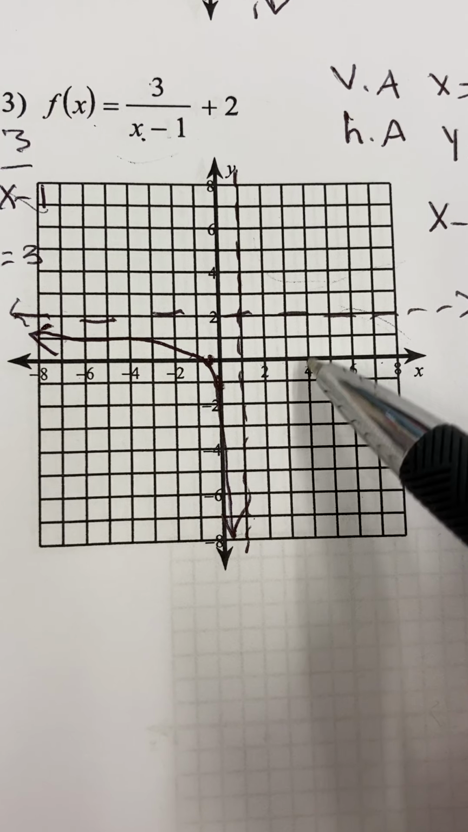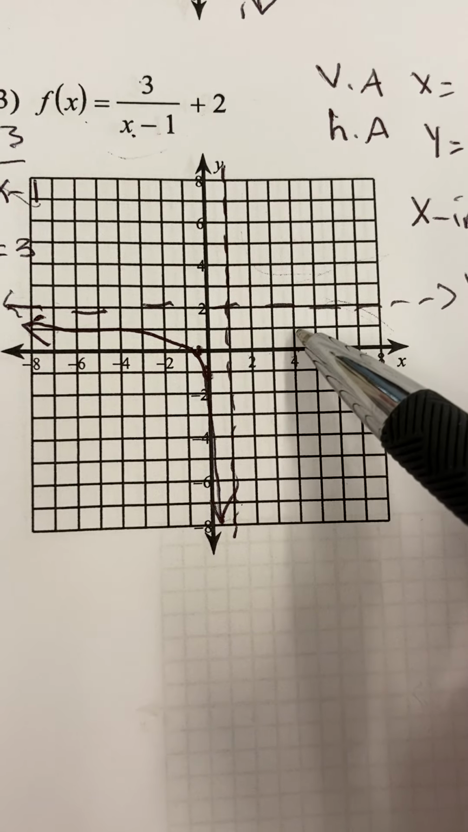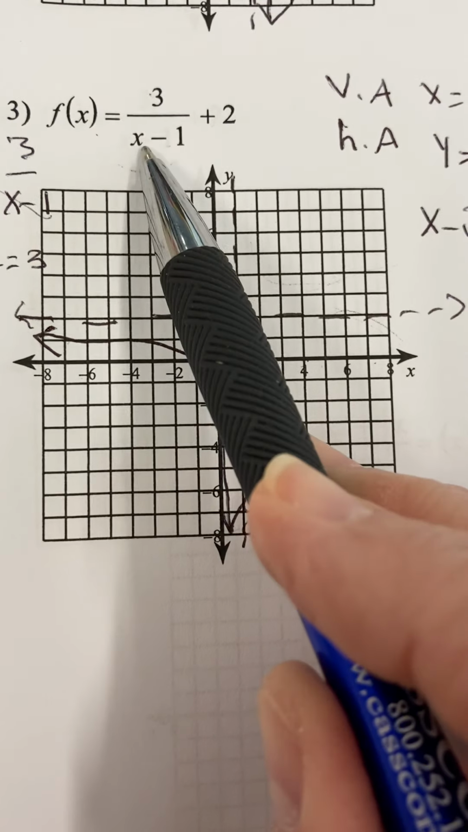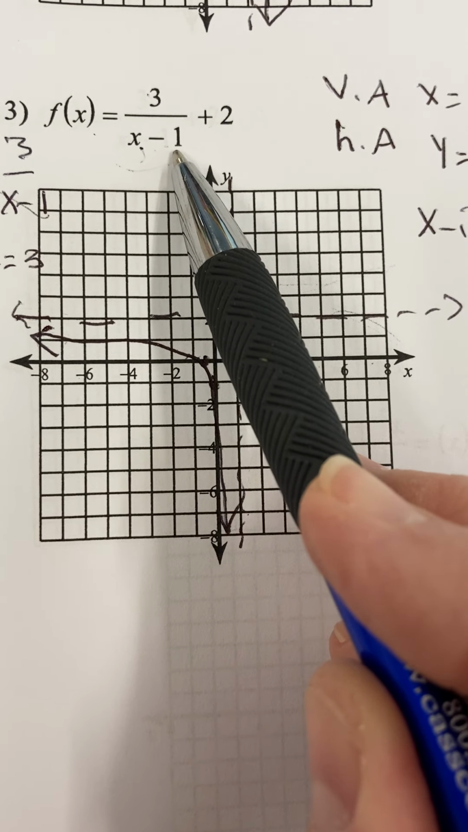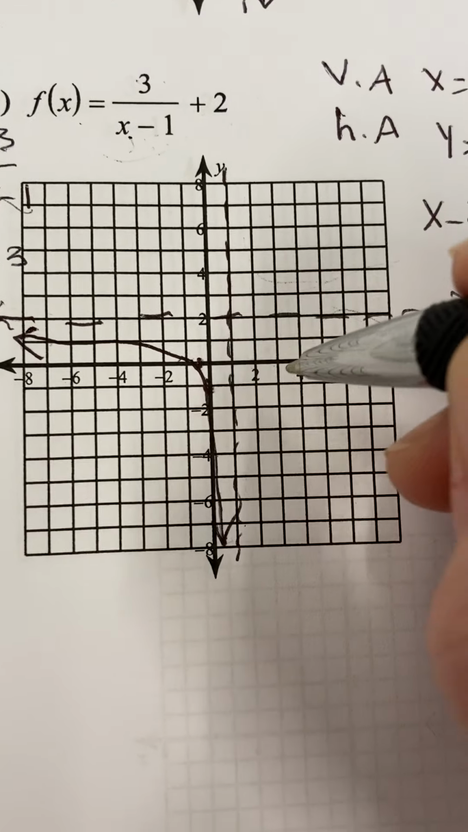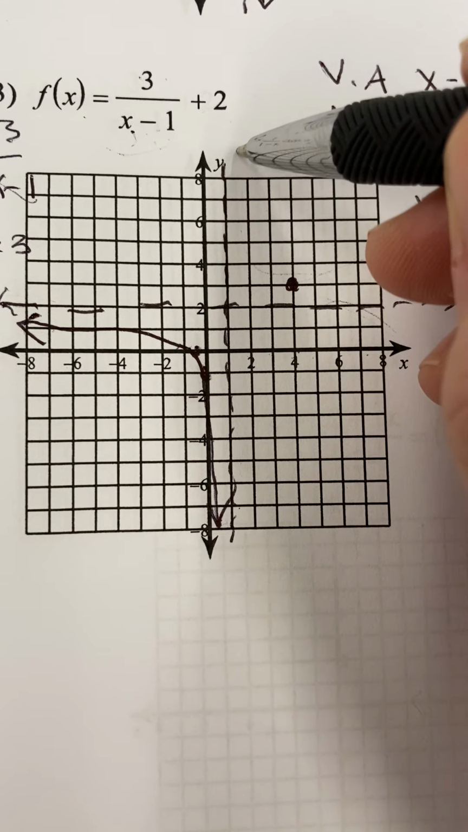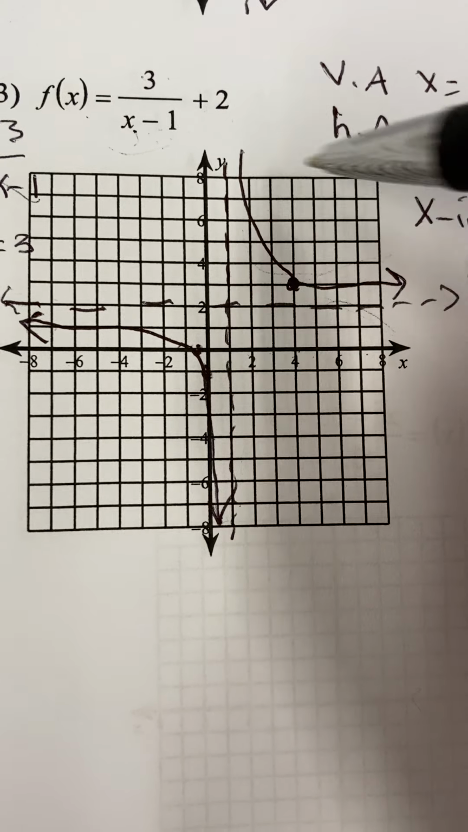If my 4 is above the 2, then I'm graphing up here. If my 4 is down here, then I'm graphing down here. So I'm going to put 4 right here. 4 minus 1 is 3. 3 divided by 3 is 1. 1 plus 2 is 3. So at 4, I get 3, which means my graph is going to come up here, and I just swing it in.